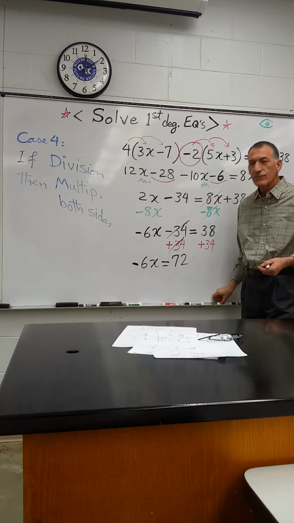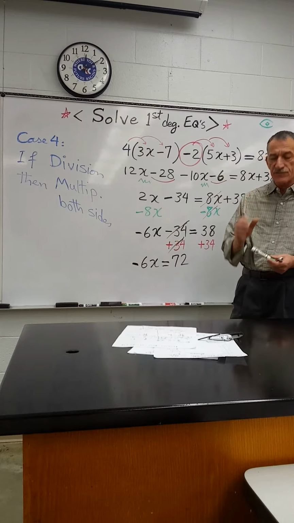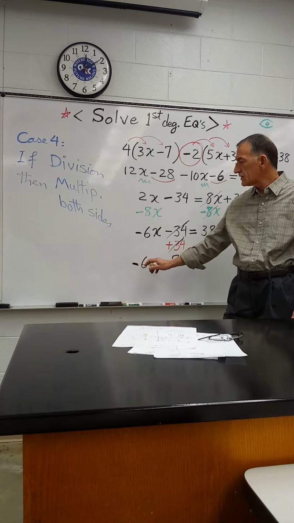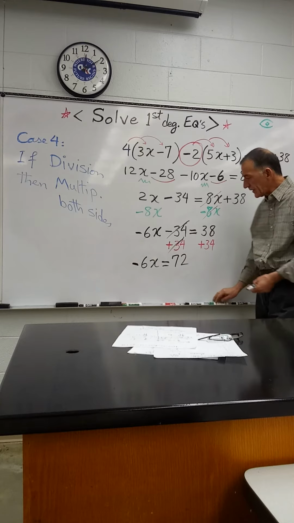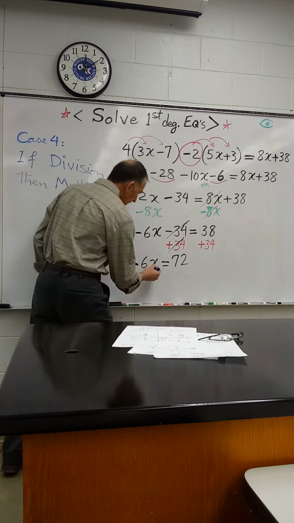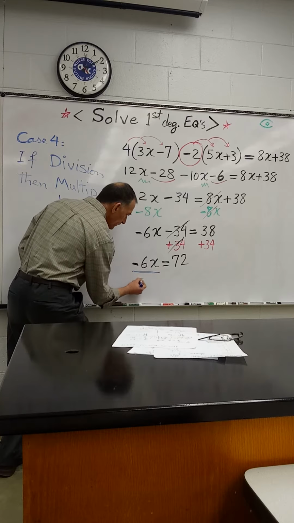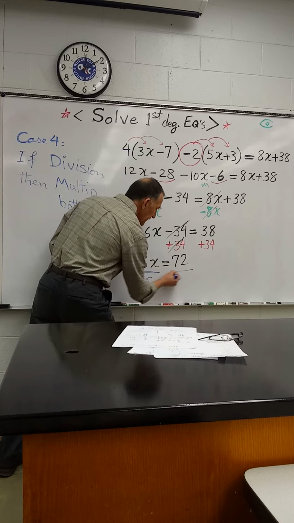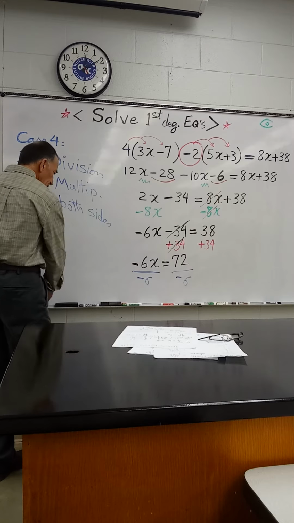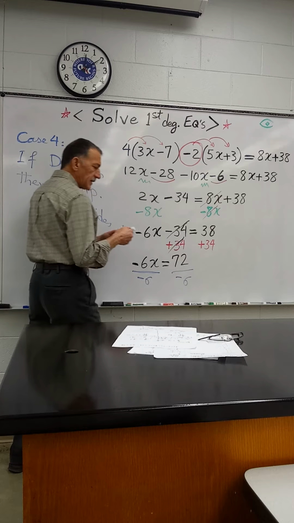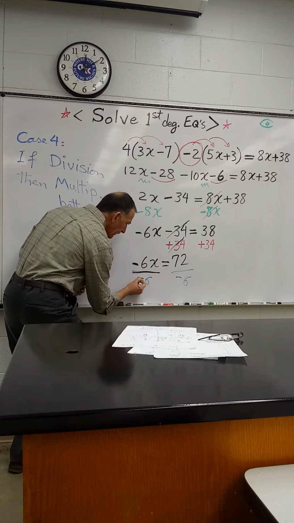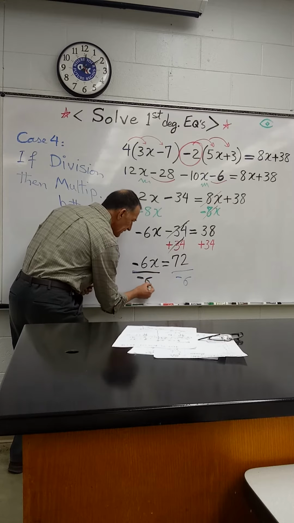What do we do? We all know, divide by negative 6. Make sure it's negative 6, not 6, because you have a negative sign. So now we divide by negative 6 on both sides. Divide by negative 6 and divide by negative 6. I don't know if the camera is showing the bottom of the board or not, but let me write it in black in case you don't see it. So we're dividing by negative 6 on both sides.